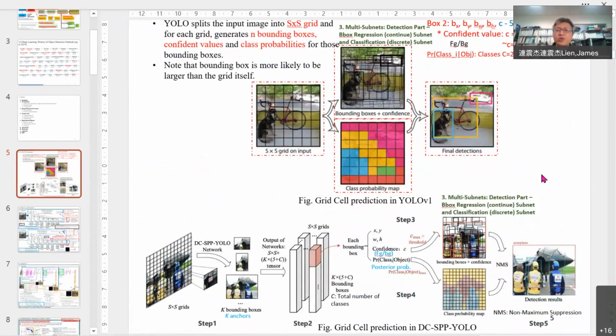So what's the YOLO? We talk about the YOLO. One example, this one. The YOLO is because they want to do the bounding box here. So YOLO competes with the faster RCNN. Faster RCNN is 2 stages. YOLO is 1 stage. So YOLO is faster, but accuracy is lower.